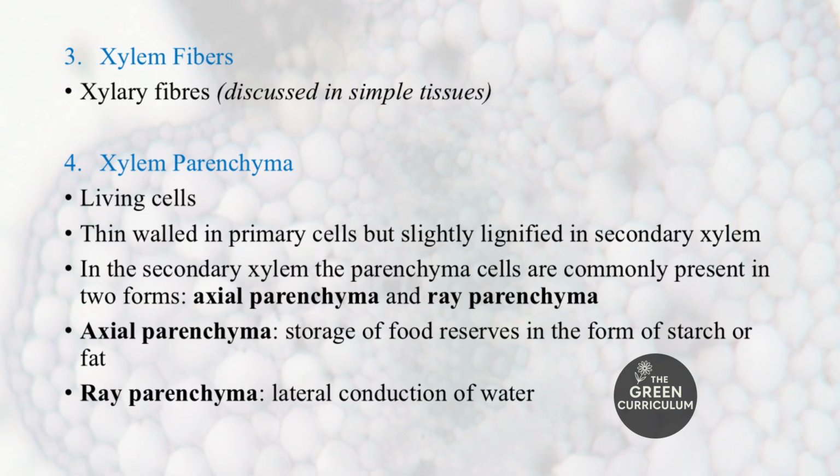So xylem elements like tracheids and vessels, their function is vertical conduction of water from roots to leaves and stems, whereas the radial conduction of water, that is the horizontal conduction of water, is carried out by ray parenchyma.